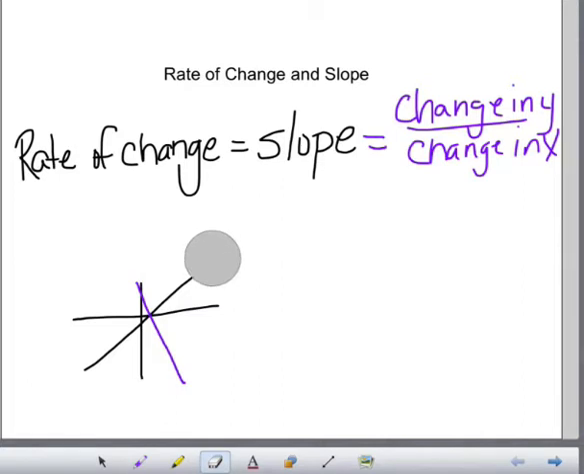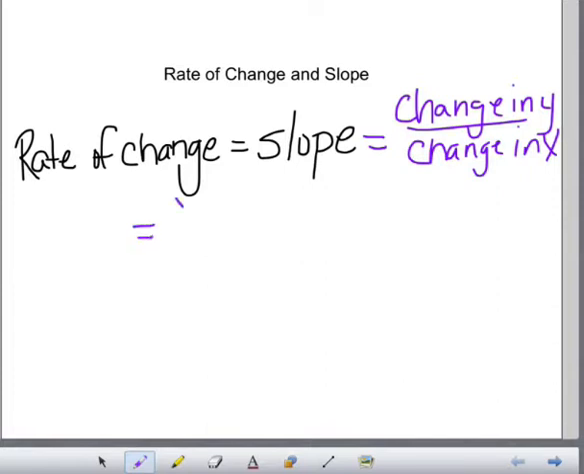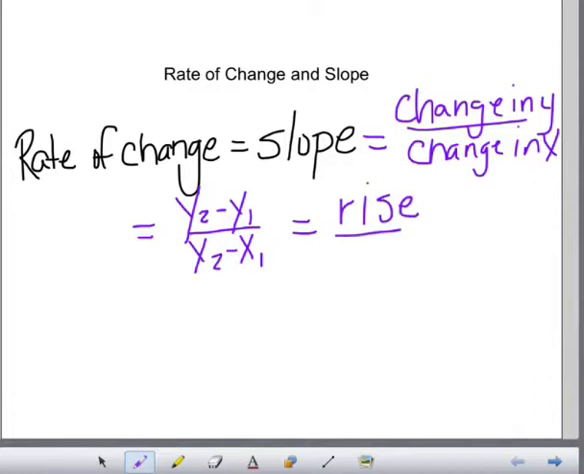Let me erase this so I have more room. So my rate of change can be equal to my slope, which is equal to my change in y over my change in x. You're going to see it written like this: y sub 2 minus y sub 1 over x sub 2 minus x sub 1. And you're also going to hear it referred to as rise over run. Those are all ways of finding the rate of change or the slope, okay?